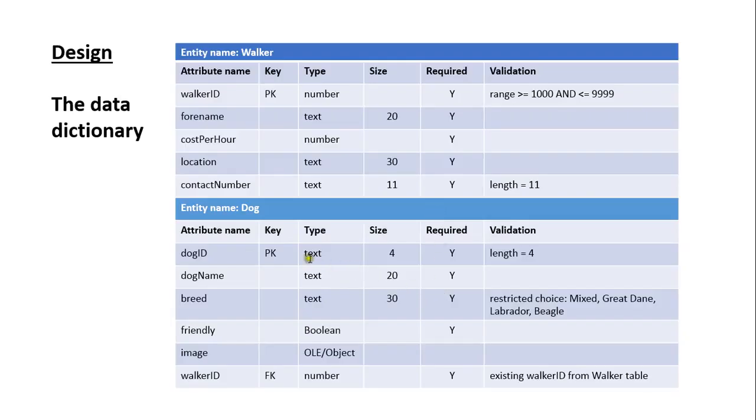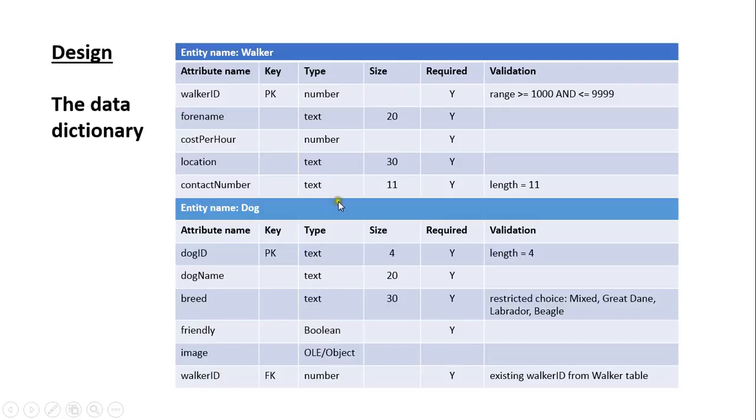So the next task at the design stage in the development of this database is to create what's called the data dictionary. We list the attributes for each of the entities and we note whether they're a primary key, as our walker ID and dog ID, and whether they're a foreign key, and that's our walker ID that we've taken from our one to many relationship.